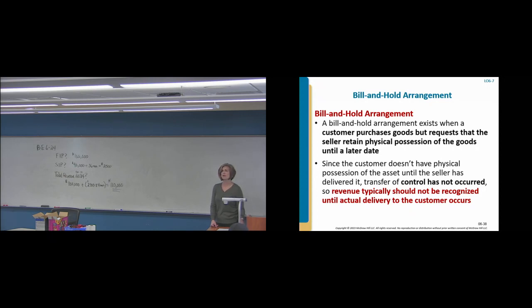So again, the question is, if I sell something to a customer and they pay for it, when do I get to recognize revenue if I still have it in my location? Because remember, one of the main criteria we use for determining when revenue is recorded was who has physical possession, right? And the seller still has physical possession in this bill and hold arrangement. So since the customer doesn't have physical possession of the asset until the seller has delivered it, the transfer of control has not occurred. So revenue typically, notice the word typically there, should not be recognized until actual delivery to the customer occurs.